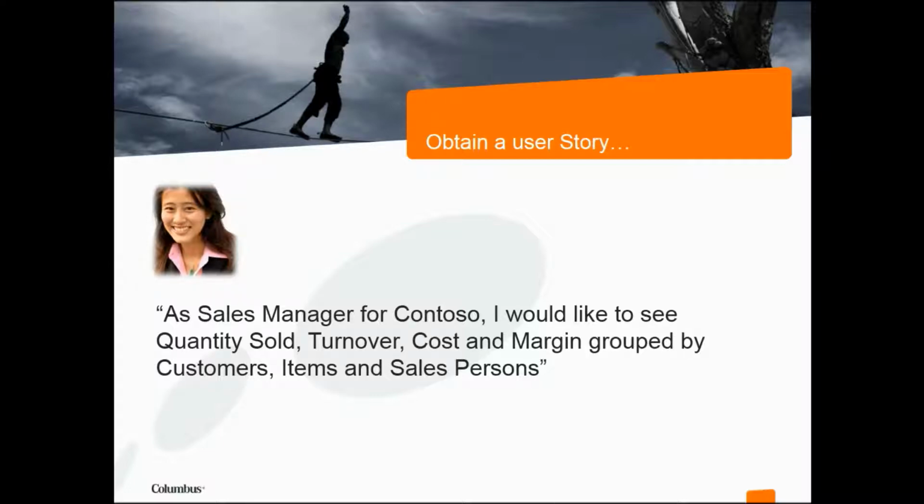So the first thing that's going to happen is Bill is going to go and talk to Sarah, and Bill really wants a requirement so that he can start developing this prototype. We're going to ask Bill to gather a very small user story, just a very small snippet which gives us enough information to start building our solution. So the first requirement that Sarah gives us is that as a sales manager for Contoso, she wants to see some numbers, the quantity sold, turnover, cost and margin, and she wants to be able to filter and slice and dice those by customers, items and salespeople.